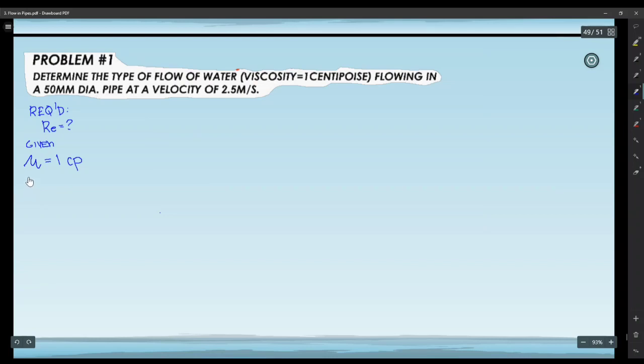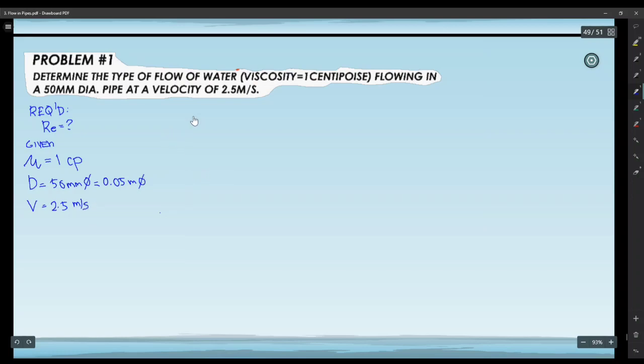Aside from that, given also is yung diameter ng ating pipe which is 50 millimeter diameter. So i-convert na natin to meter. Divide mo lang ng 1,000 or that is equals lang to 0.05 meter diameter. And the pipe velocity, so yung V natin, is given ng 2.5 meter per second.